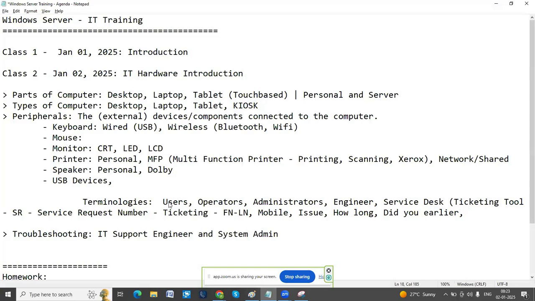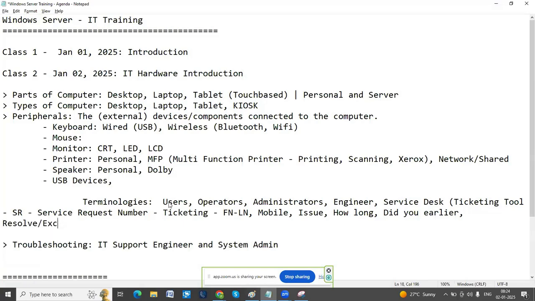They will look for old tickets, old service request numbers, and at the end he will tell you one of two things: either I resolved it, or else he will say unfortunately it has happened, we will escalate to the next level. Resolve or escalate. Escalate means he will send it to the next level.